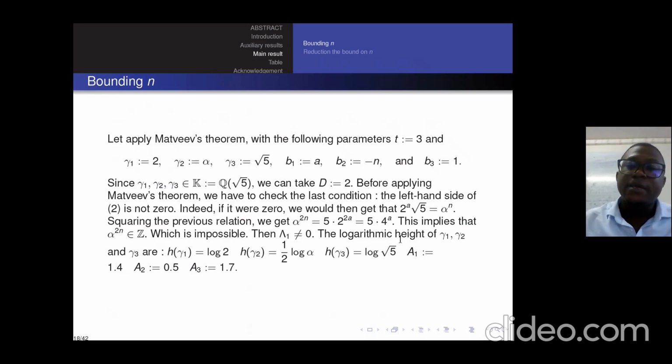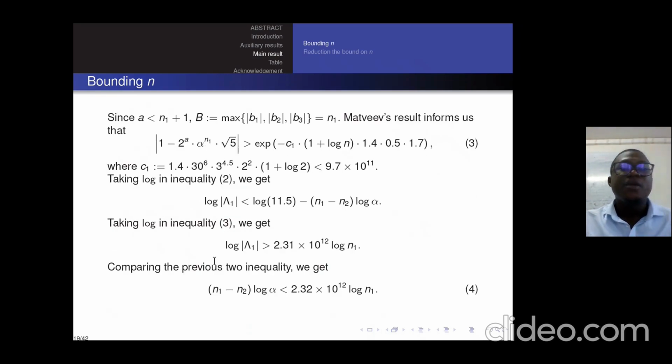Applying the formula for the logarithmic height of gamma 1, gamma 2, and gamma 3, we get this, from which we can deduce A1, A2, and A3. Since we know that a is less than n1 plus 1, and B, which is equal to the max of the absolute values of b1, b2, and b3, is equal to n, Matveev's result tells us that we have this equation 3, where C1 is equal to this expression.